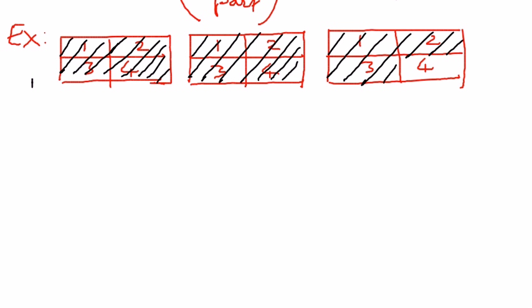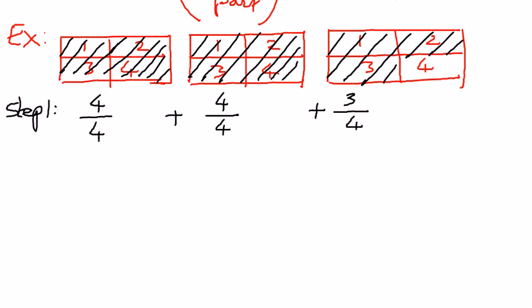So step number one, in the first rectangle there are 4 parts which are shaded out of the total of 4 parts which are available to us. In the second rectangle, there are 4 parts which are shaded out of the total of 4 parts which are available to us. In the third rectangle, there are 3 parts which are shaded out of the total of 4 parts which are available to us.